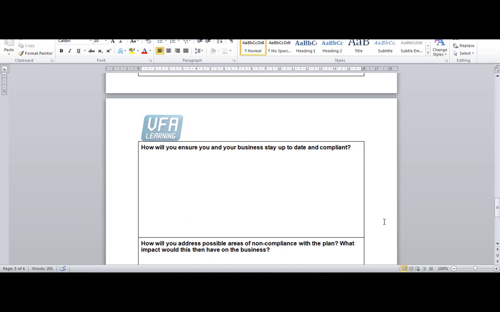How will you ensure that your business stays up to date and compliant? So this is something that's going to be really important by making sure that you are registered with the registration body, as they will provide a lot of this information for you as well, but also completing professional development activities.